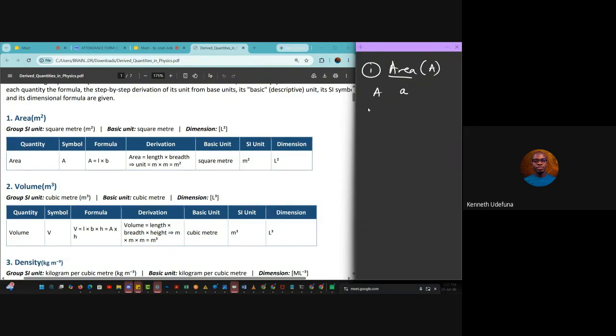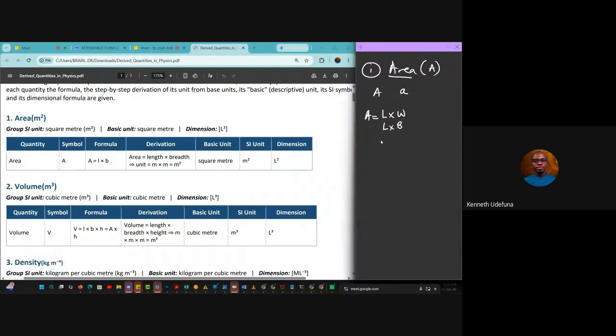And for this now, let's look at the formula for area. The formula for area is length times width or length times breadth. Any one that you want to call it, they are the same thing. Either way, they are the same thing. And what is the SI unit of length?